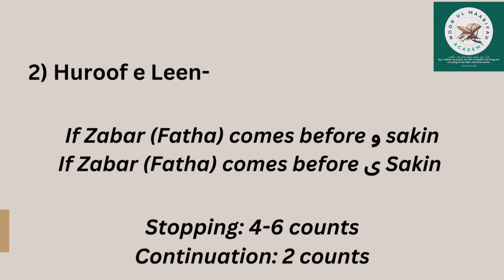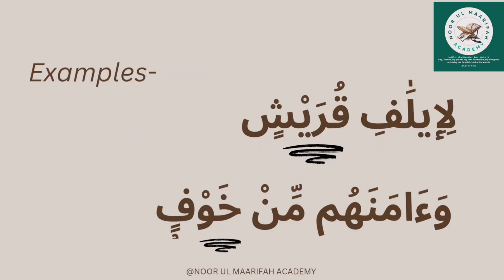Look into the definition. If zabar comes before waw sakin, or if zabar comes before ya sakin, the counting is the same. Stopping: 4 to 6 counts, that is equal to 4 to 6 alifs. You need to stretch when you are stopping. For continuation, 2 counts, which is equal to 2 alifs. Let's understand with the example. The best example of huruf leen that you can get is Suratul Quraish. Best example. It is easy for you to even learn. Look into the first verse of it.